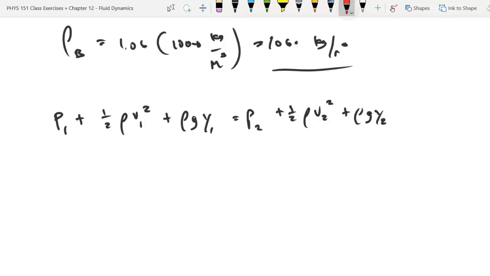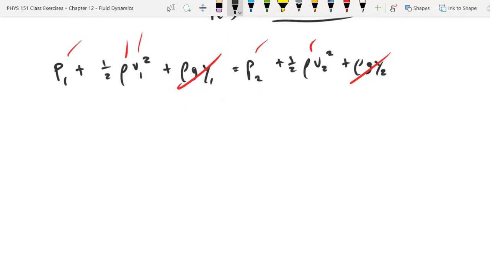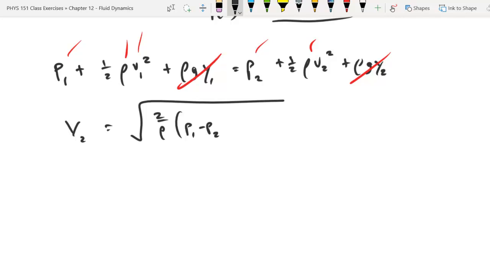Since y1 is equal to y2, and the density didn't change, these terms will end up canceling out, right? So we know V1, we know pressure 1, we know pressure 2, and we know density. So the only thing we don't know is V2. So we can solve for V2, which is plus or minus the square root, but we'll just take a positive velocity here. And this will be the square root of 2 over rho times P1 minus P2 plus 1/2 rho V1 squared.